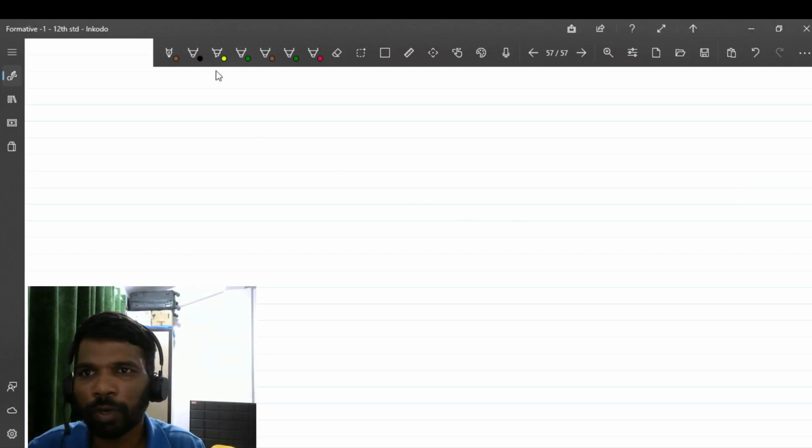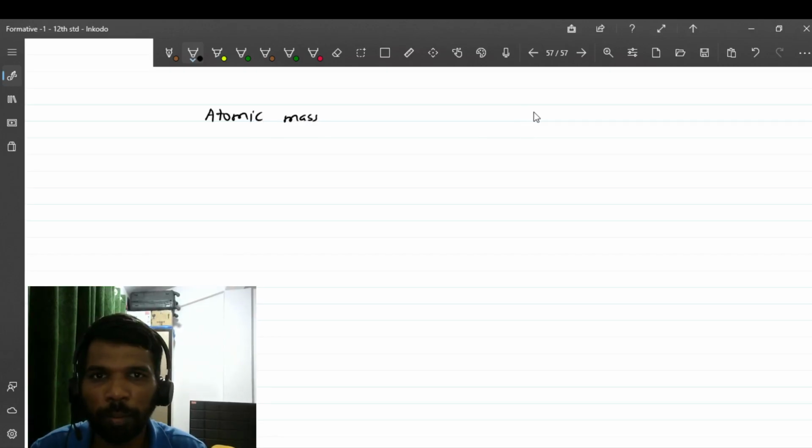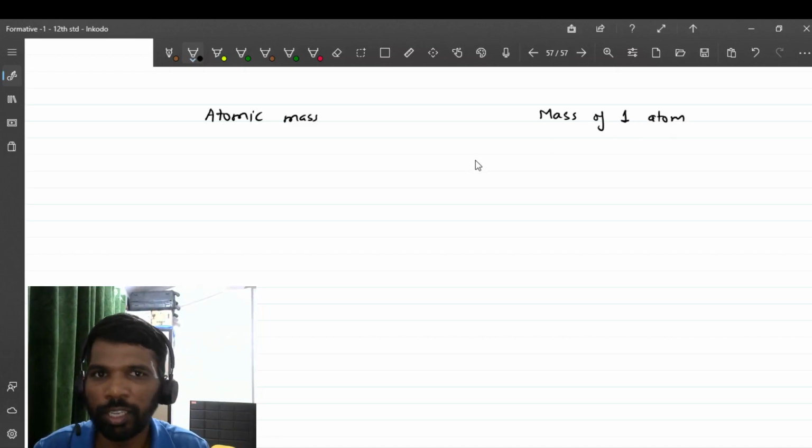So here, the concept. Let's understand something about the thing. Before I start, I want you to understand what is the atomic mass and mass of one atom. So atomic mass, and a second thing is mass of one atom. Are they same or different? Answer is clearly they are different.